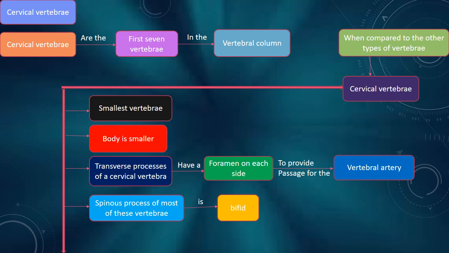Cervical vertebrae. Cervical vertebrae are the first 7 vertebrae in the vertebral column. When compared to the other types of vertebrae, cervical vertebrae are the smallest, and the body is smaller. The transverse process of a cervical vertebra has a foramen on each side to provide passage for the vertebral artery. The spinous process of most of these vertebrae is bifid.